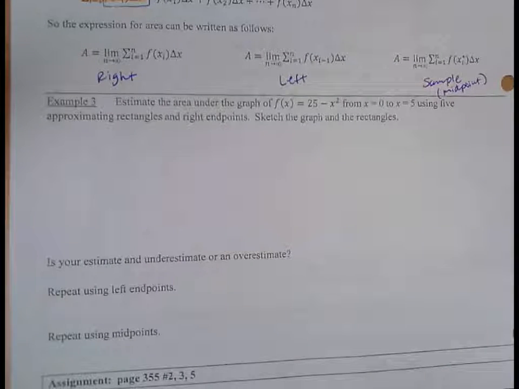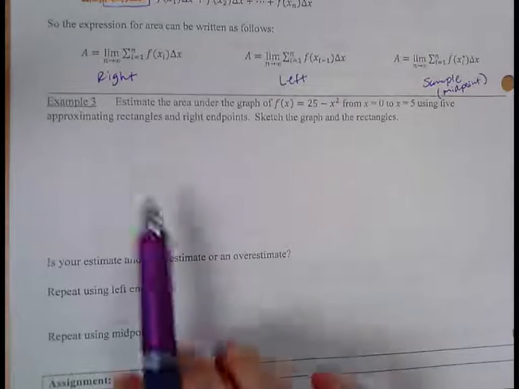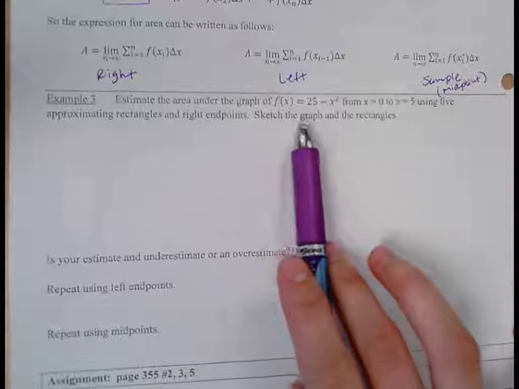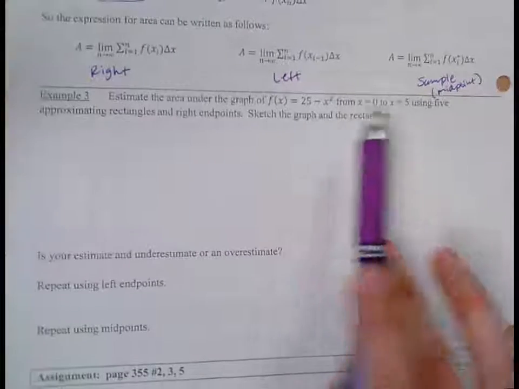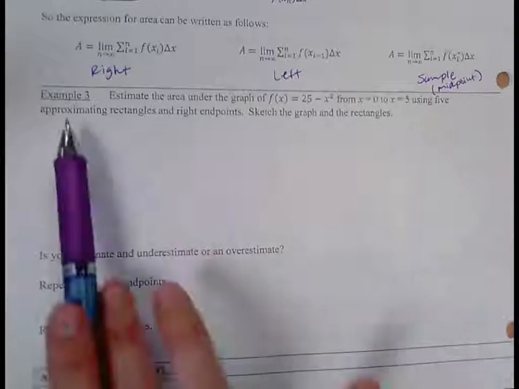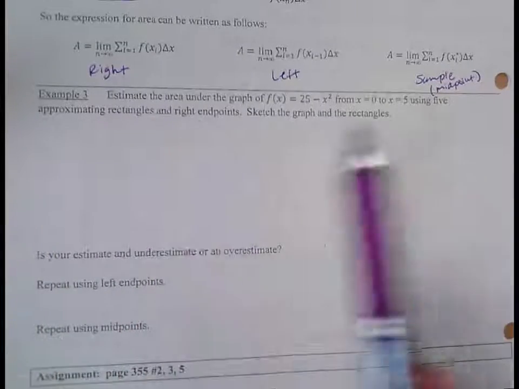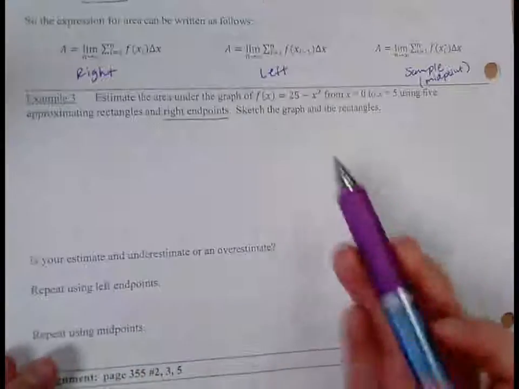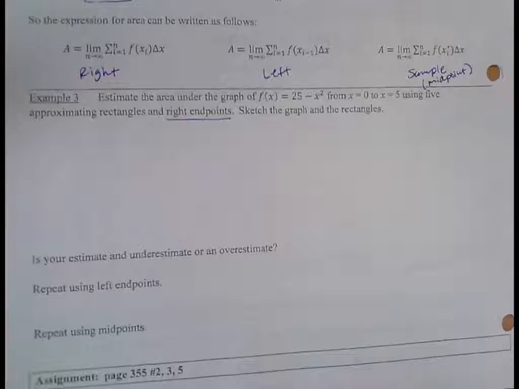Okay. We may not get through all of example 3. That's okay. I just want to get you the idea. So example 3 says, estimate the area under the graph of f of x equals 25 minus x squared from x equals 0 to x equals 5 using 5 approximating rectangles and right endpoints. And then it does say to sketch the graph and the rectangles.